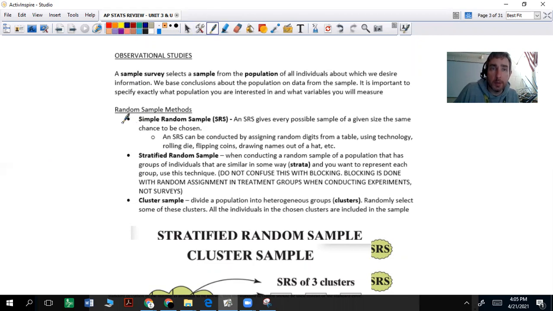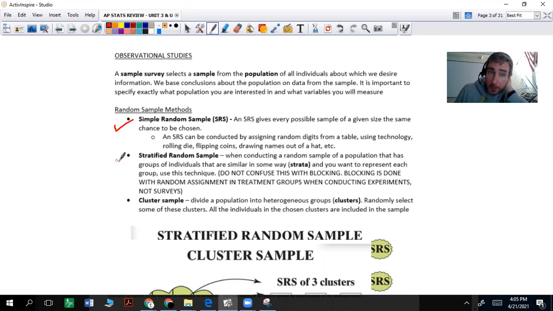We have simple random sample. Let's call that SRS. So that's all possible samples of a given size. So it could be any size. Could be you want to do a sample of size 4. Okay, well, you're not going to get the data with 4, but a simple random sample is any possible sample of that size from a population. We can use technology, a table of random digits, typically, using a random number generator or drawn names out of a hat, which suffice. You can do rolling die too.